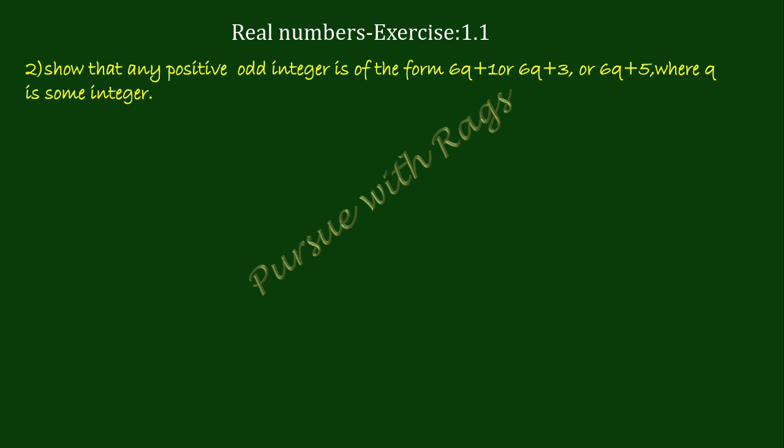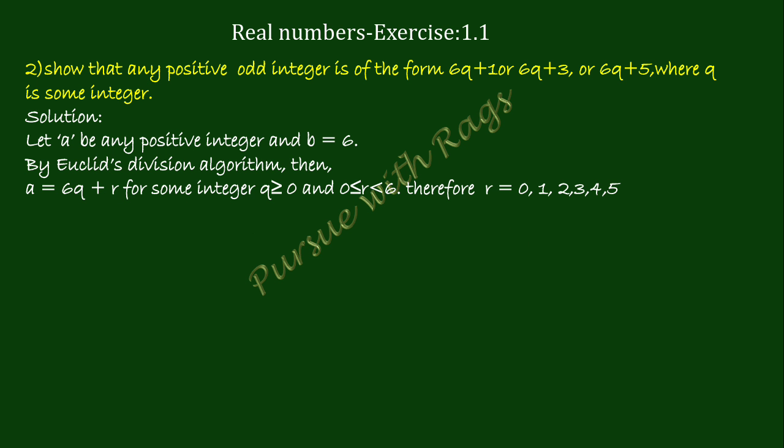So here let a be any positive integer. It can be either an even integer or an odd integer. And b is equal to 6. So on applying Euclid's division lemma here, you will get a is equal to 6q plus r, where 6 is the divisor, q is the quotient and r is the remainder. So q is greater than or equal to 0 and 0 is less than or equal to r less than 6.